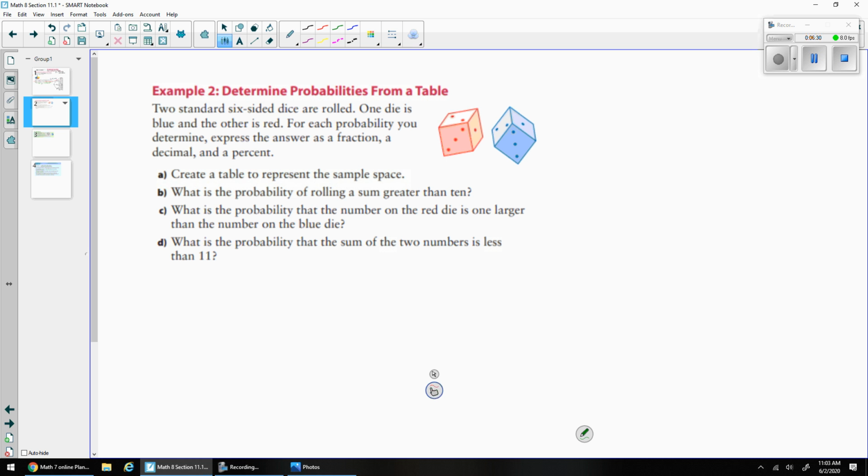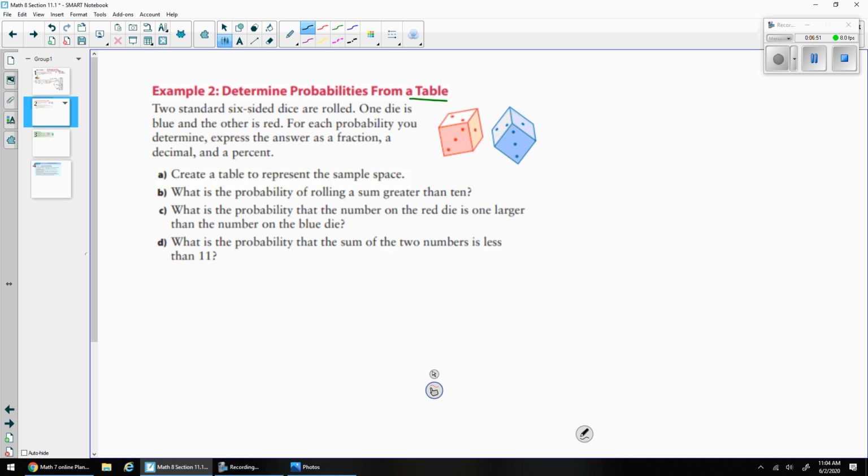Example 2, determine the probabilities from a table. Two standard six-sided dice are rolled. One die is blue, the other is red. Doesn't really matter what colors they are, it's to separate the two. For each probability, express your answer as a fraction, decimal, and percent. So create a table to represent the sample space.